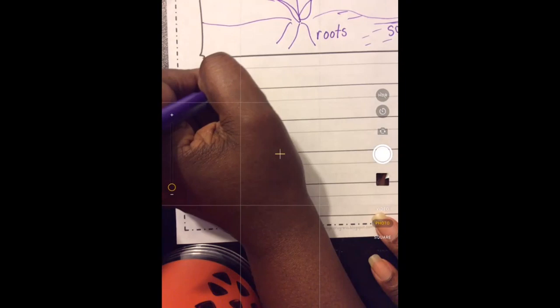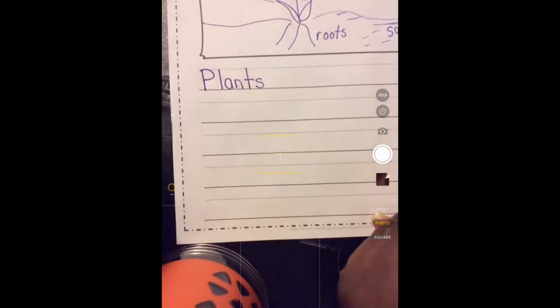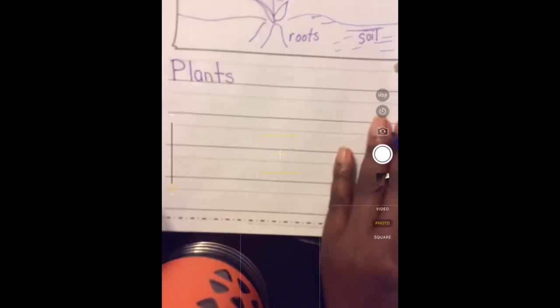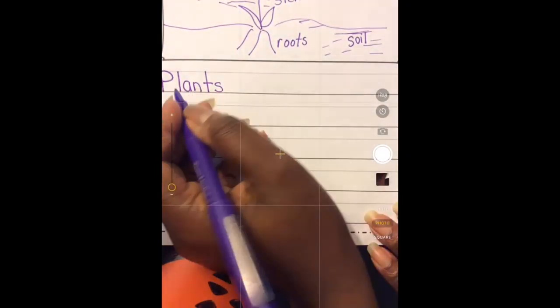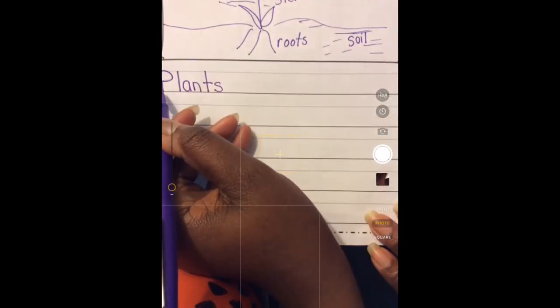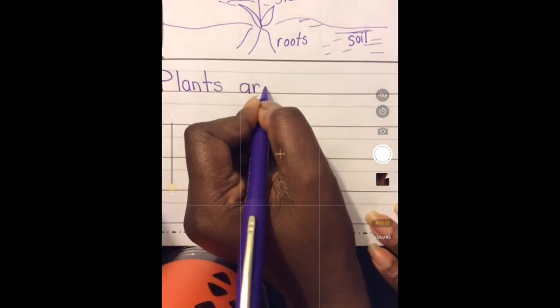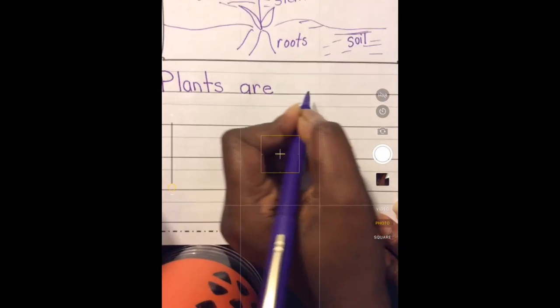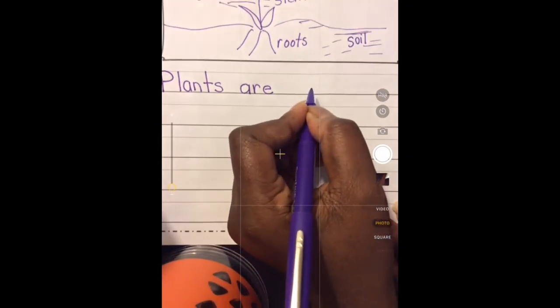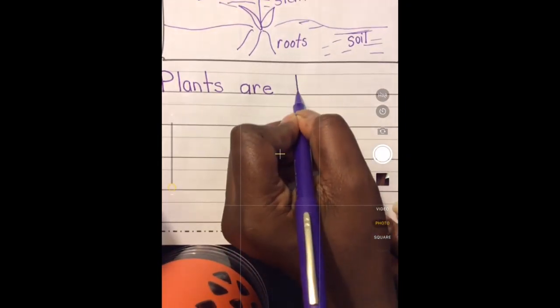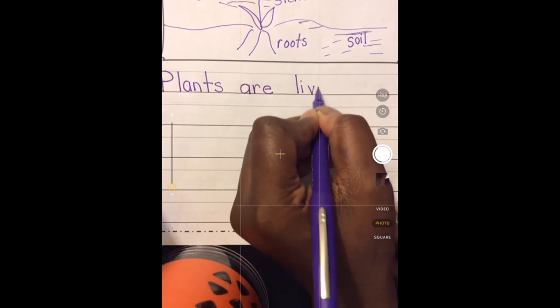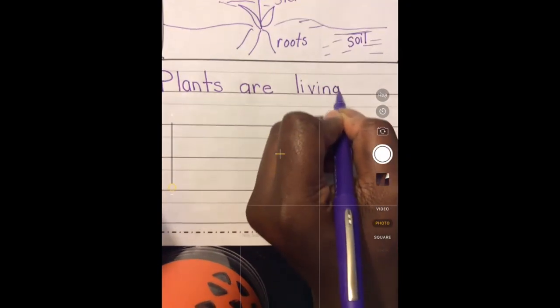Plants. I can spell the word plants correctly because it's on my graphic organizer. The word are is a what? It's a word wall word. That's one of those words we learned before we had to leave our building. Plants are living. The word living is on my page. So all of these words are going to be spelled correctly.